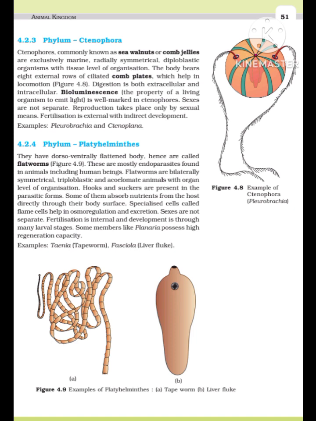Figure 4.8 Example of Ctenophora, Pleurobrachia. Examples: Taenia, tapeworm, Fasciola, liver fluke. Figure 4.9 Examples of Platyhelminthes. A. Tapeworm. B. Liver fluke.